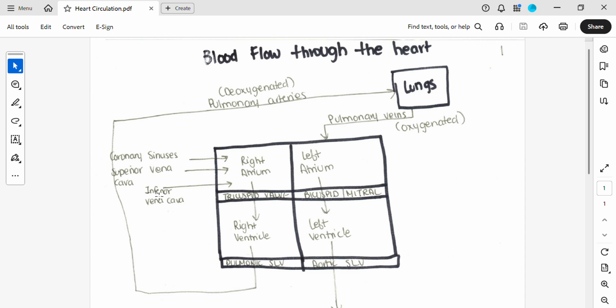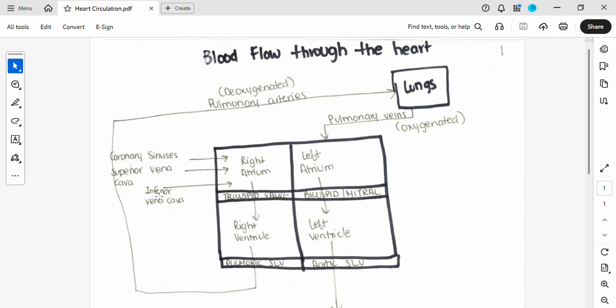So when the right ventricle is about 70% full, the right atrium goes into something called atrial kick, where the atria contracts and pushes the remaining 30% of the blood. Once the blood reaches the right ventricle and the pressure in the right ventricle increases, the pulmonic semilunar valve opens and it takes the deoxygenated blood to the lungs with the help of pulmonary arteries.